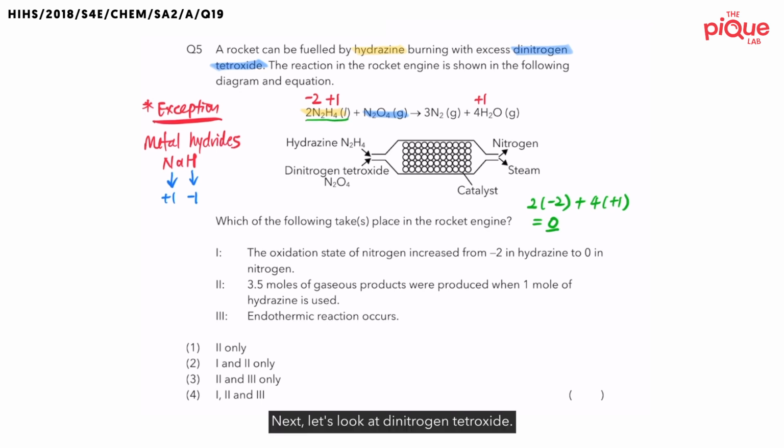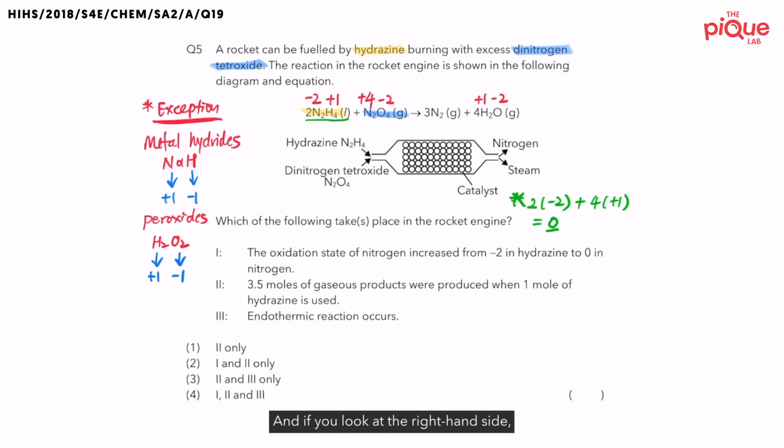Next, let's look at dinitrogen tetroxide. Dinitrogen tetroxide is made of nitrogen and oxygen, and if you can remember, the oxidation state of oxygen in most compounds is -2. So it will be -2 here and here. Of course, there is an exception, and the exception are for peroxides. One example of peroxide is H2O2, known as hydrogen peroxide. So in H2O2, the oxidation state of hydrogen is +1, whereas the oxidation state of oxygen is actually -1. Now, by applying the same rule that we have seen just now, you will know that the oxidation state of nitrogen is +4.